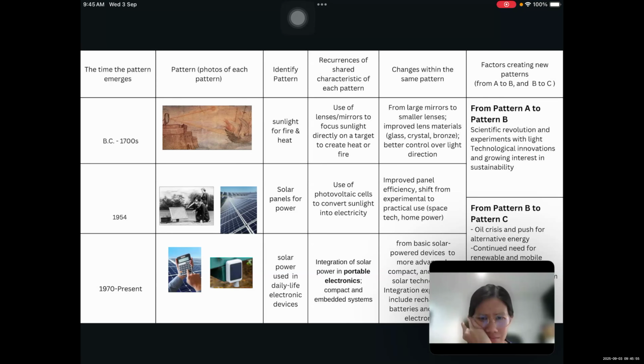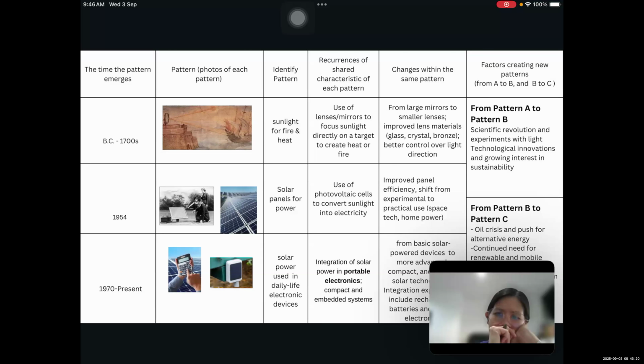Within the same pattern, there were improvements like using better lens materials such as glass, crystal or bronze, and these allowed better control over light direction. The change from pattern A to pattern B was influenced by the scientific revolution, experiments with sunlight, and also technology innovation.